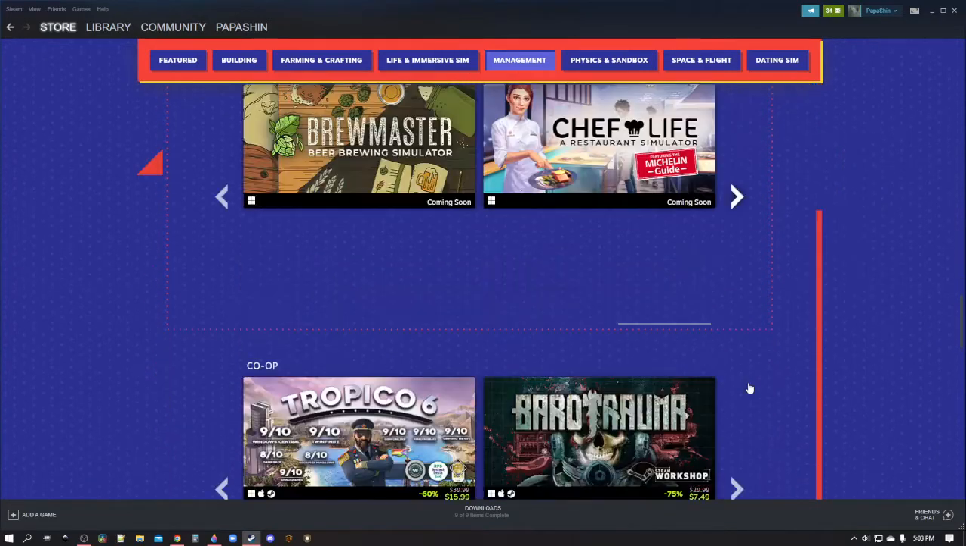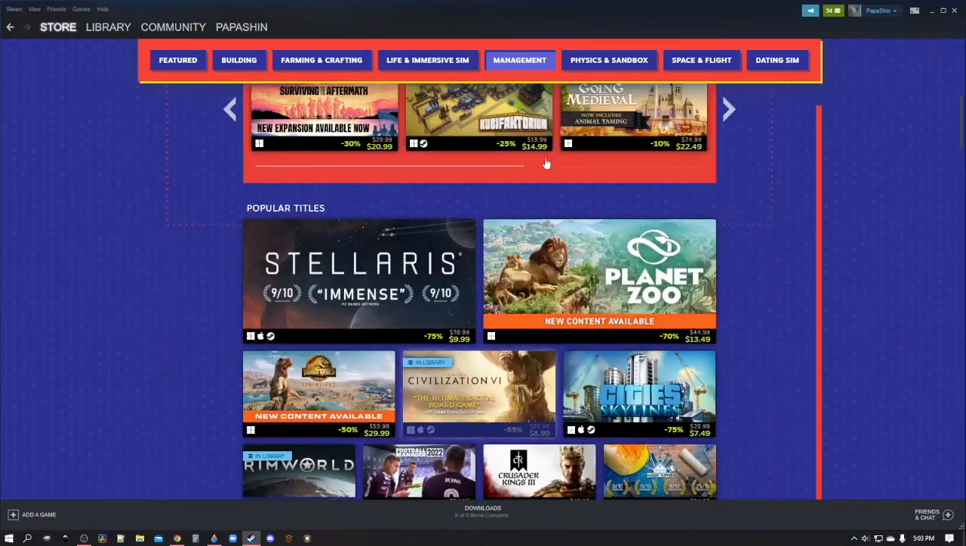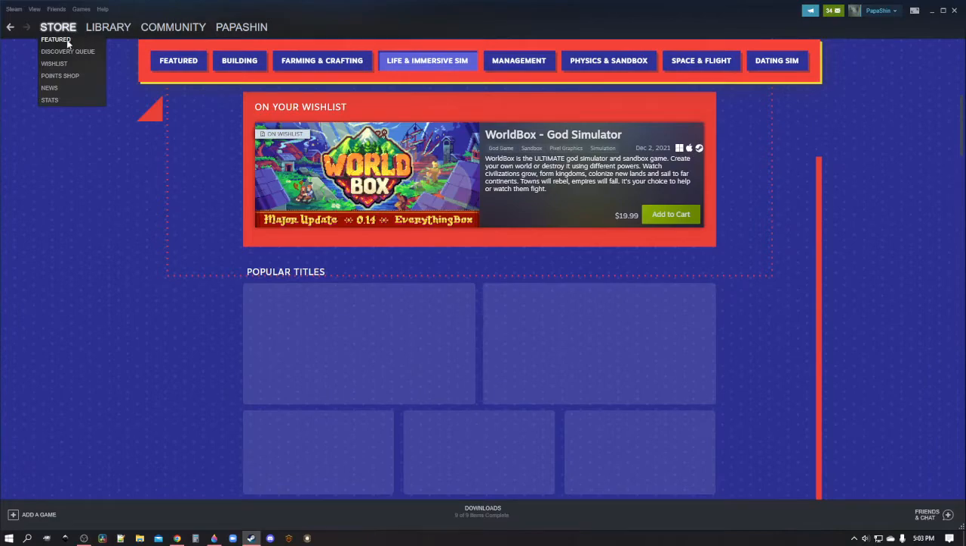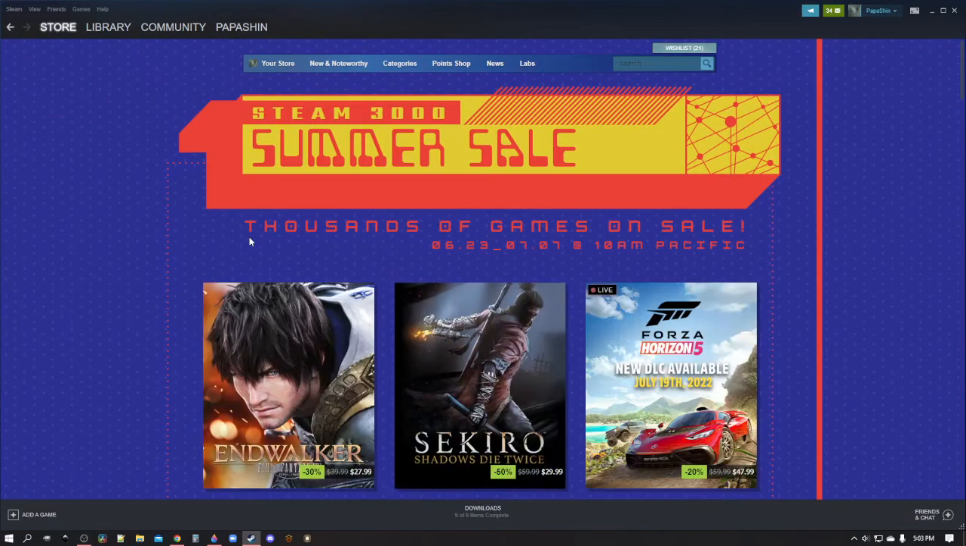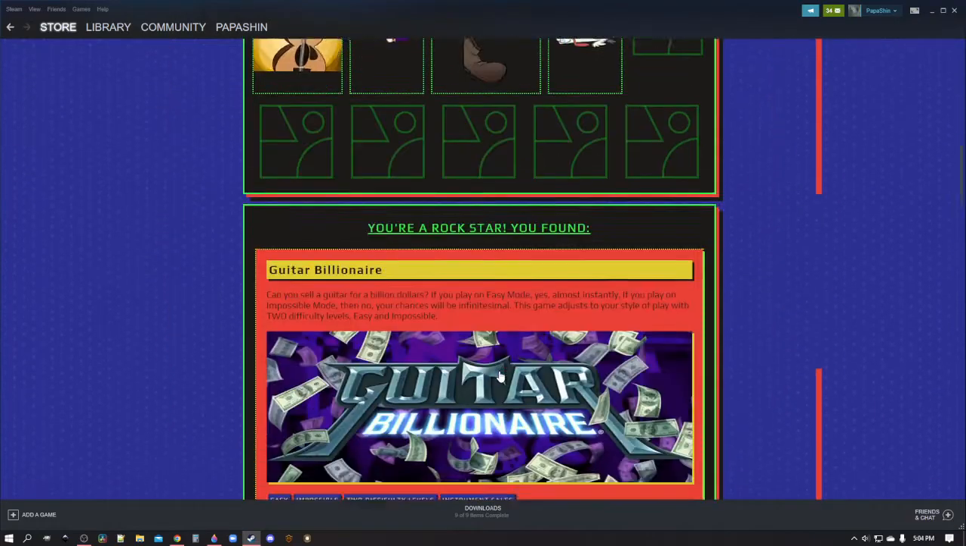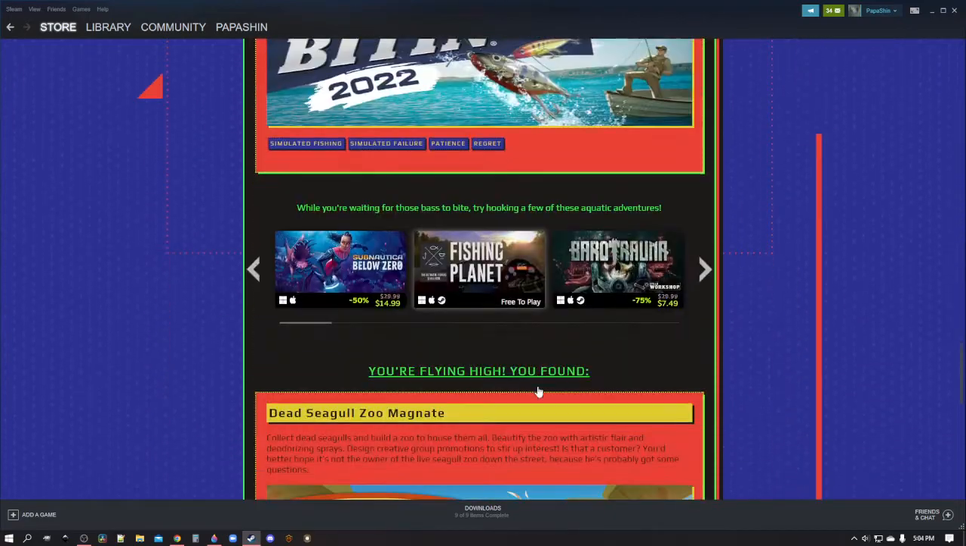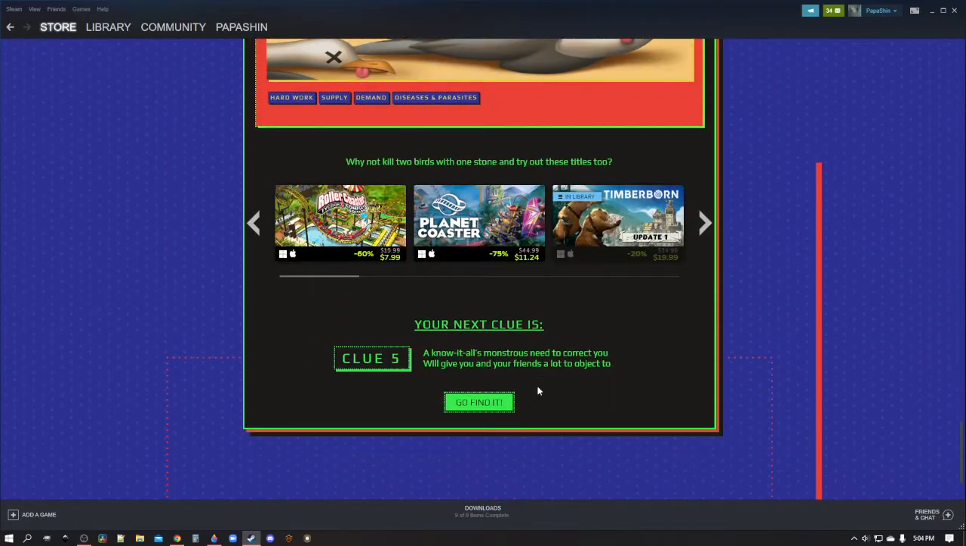In a very rare occasion, it's in a separate section. You found it? Okay. Dead Seagull Zoo Magnate? Yeah. It's under open world. Okay. You can actually tell because the price doesn't show a real price. Yeah. That's the price for all of them. So if you need reassurance that that's a real fake game, then that's it.